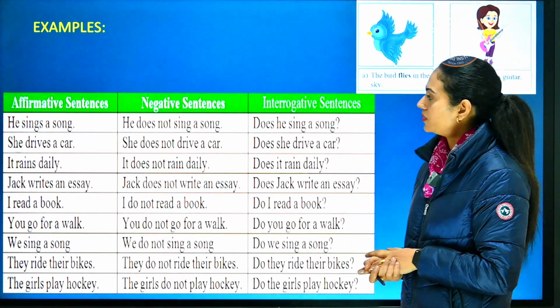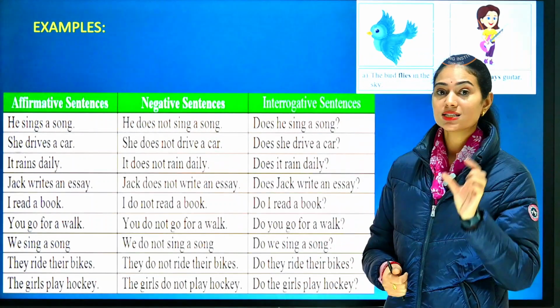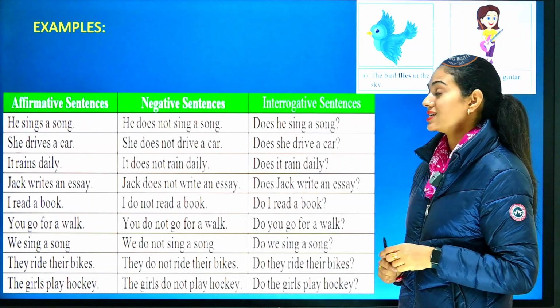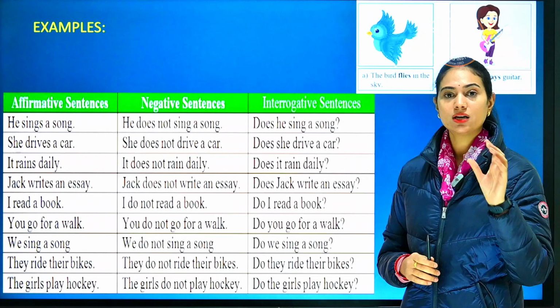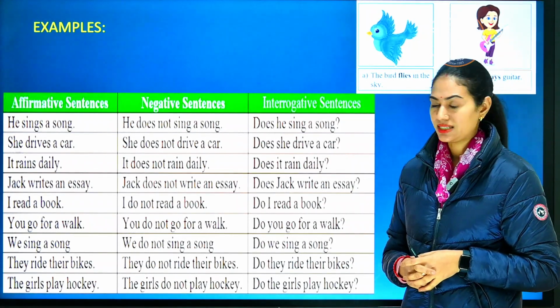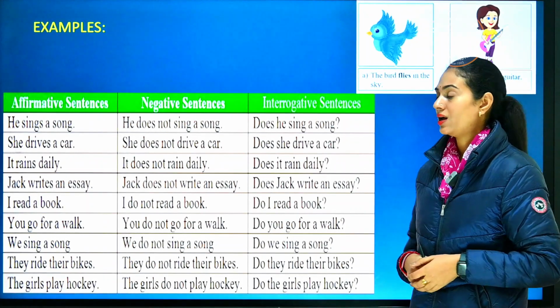Now we are taking third person here. For example, he sings a song. He sings a song. Sing is a verb here and we are using s with it because he is a third person, and with third person we always use s or es in present indefinite tense. So he does not sing a song, does he sing a song, etc.